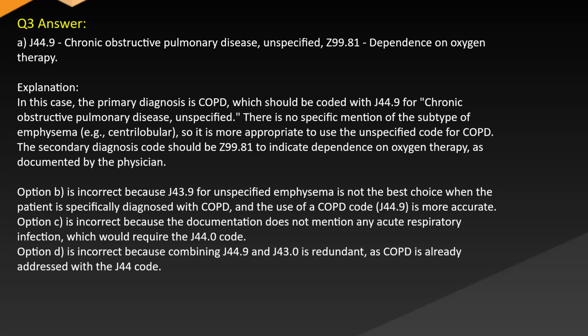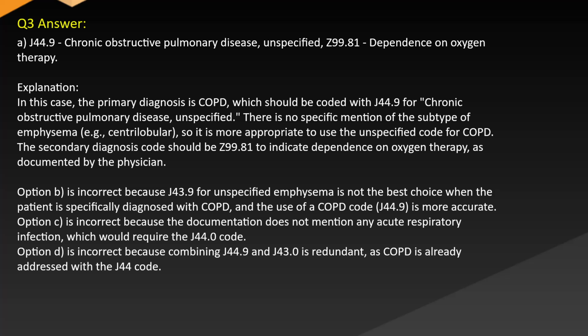Dependence on oxygen therapy. Explanation: in this case, the primary diagnosis is COPD, which should be coded with J44.9. Chronic obstructive pulmonary disease unspecified. There is no specific mention of the subtype of emphysema, e.g. centrilobular, so it is more appropriate to use the unspecified code for COPD. The secondary diagnosis code should be Z99.81 to indicate dependence on oxygen therapy, as documented by the physician.